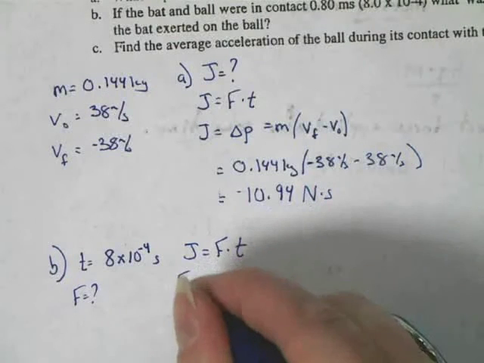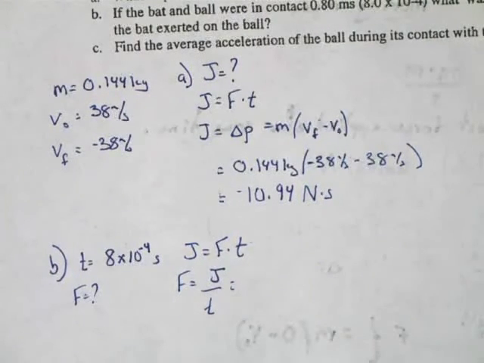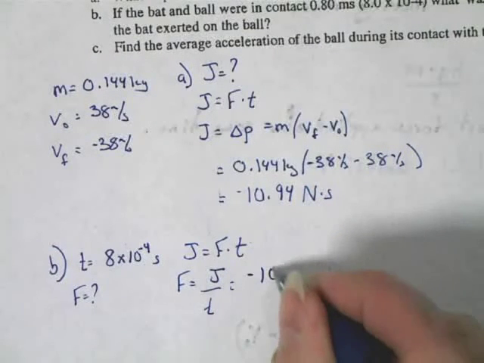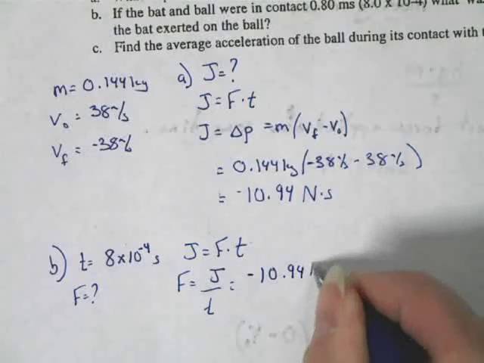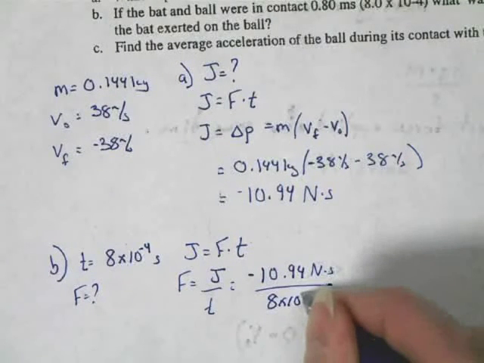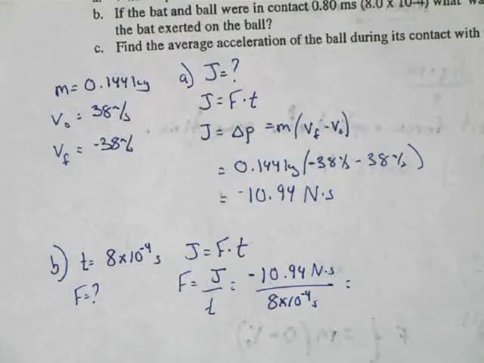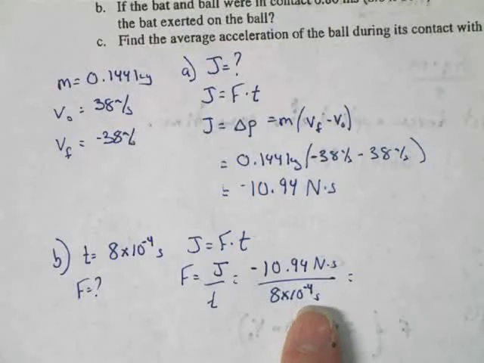So in part A, we used change in momentum. Now in part B, can I say impulse is force times time? So if impulse is force multiplied by time, and I'm looking for force, I need to divide by the time. I have all of those values, so I substitute them in. The impulse from part A was negative 10.94 newton seconds divided by the time, 8 times 10 to the negative 4 seconds.